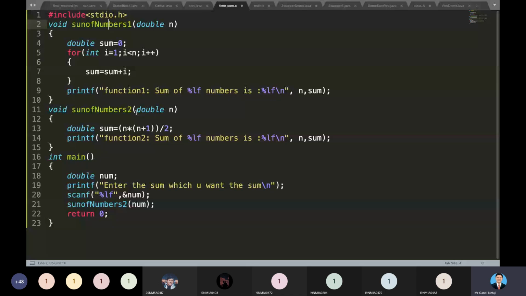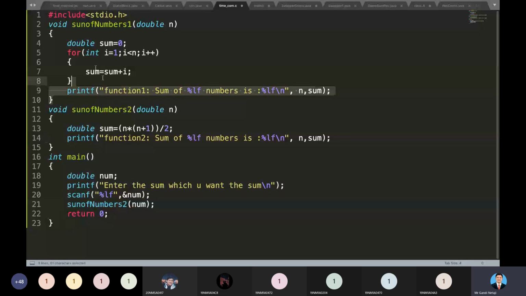Why do we take n as a double? More values can be taken. The integer size range is only 36,645, like that. So I want to take double, so more and more values can be taken as input. Sum equal to n star n into n plus 1 by 2. Just print it. Is this one best or is this one best?